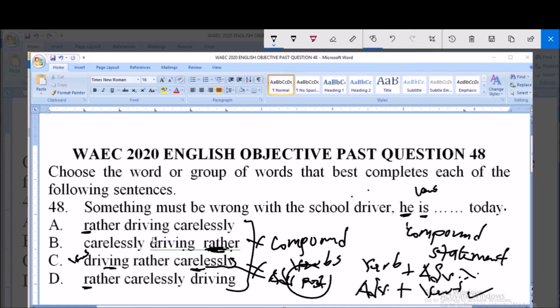Now, in option A, you find out that we have "driving" before the adverb. So because of this, we are left with option D. So option D is our correct option. So we can say that something must be wrong with the school driver. He is rather carelessly driving today. So option D is correct.